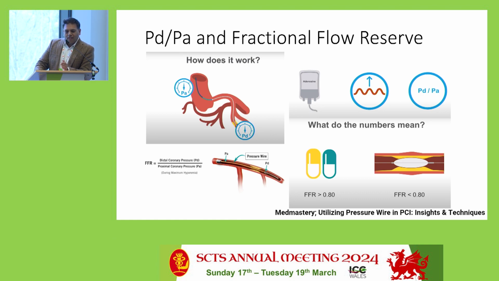So the FFR would be calculated by distal coronary artery pressure divided by proximal coronary artery pressure. So essentially, imagine the systolic pressure is 100 millimeters of mercury, and the pressure drop is about, say, 30. The FFR would be 0.70. So it's a very basic calculation in that sense.